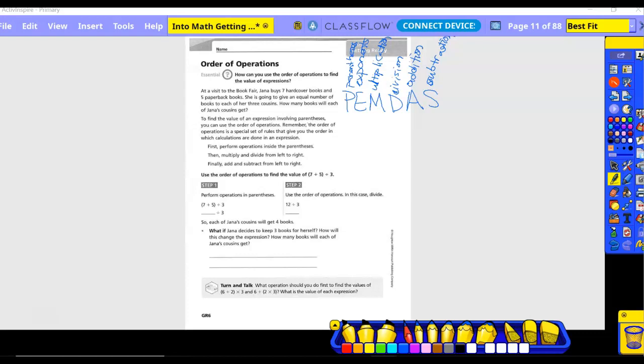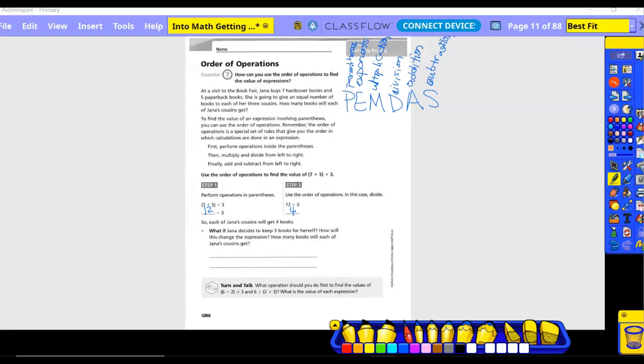So what is 7 plus 5? 12. So then 12 divided by 3 is 4. So each of Jonna's cousins will get 4 books. What if Jonna decides to keep 3 books for herself? How will this change the expression? How many books will each of Jonna's cousins get?